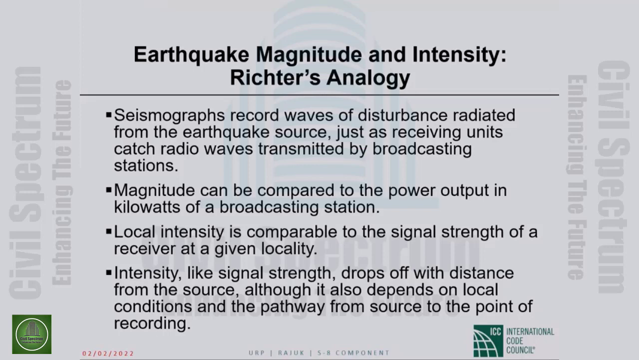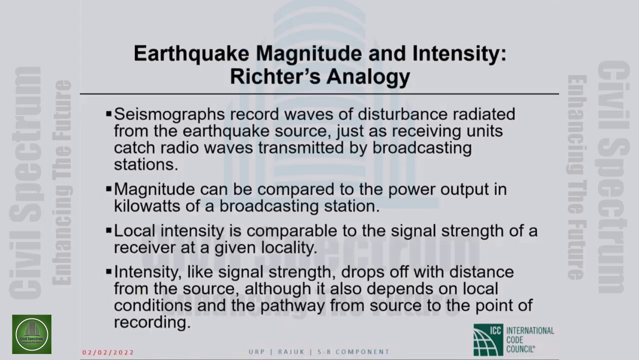So it is the energy released at source and other attributes of the earthquake at source, then the source to site transmission path, and the local conditions at the site. What kind of site soil conditions you have at the site? Very similar to what Richter is saying here. Intensity, like signal strength, drops off with distance from the source, although it also depends on local conditions and the pathway from source to the point of recording.